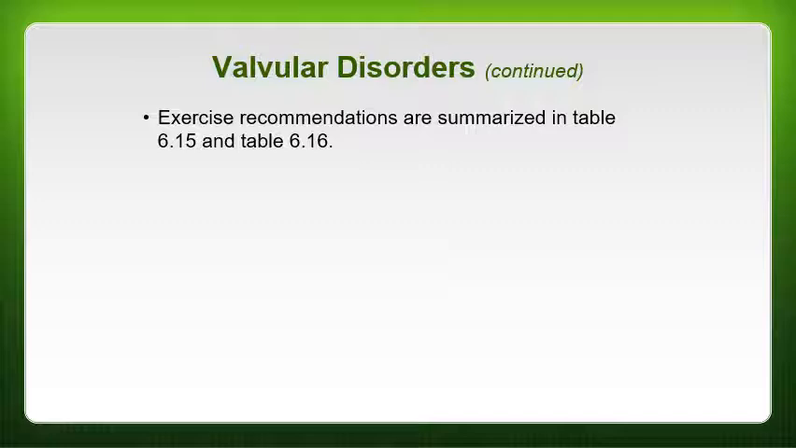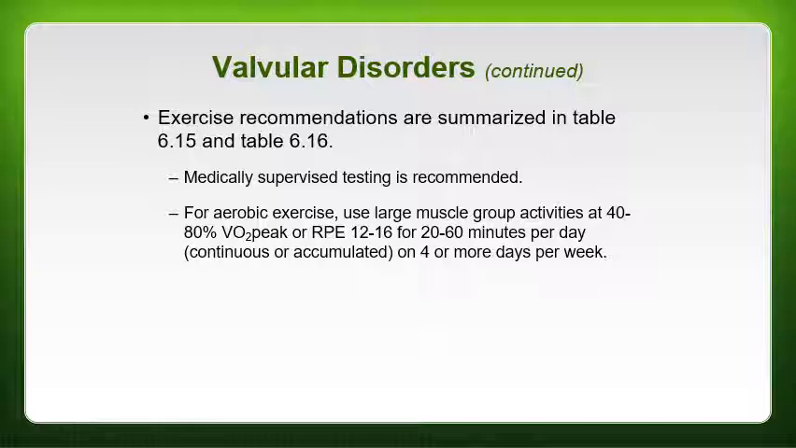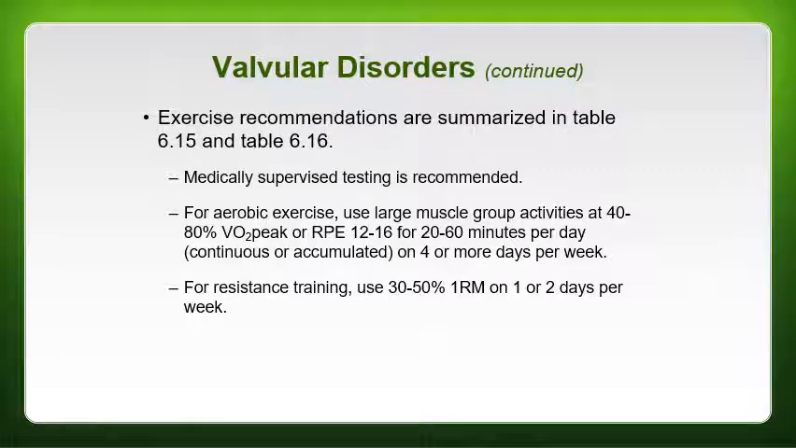So again, review all your exercise recommendations. Medically supervised testing is going to be recommended for these individuals. Aerobic exercise, large muscle group activities, 40 to 80% of peak VO2, RPE of 12 to 16. Again, 20 to 60 minutes a day, continuous or accumulated. Resistance training, they're recommending a little bit lighter intensity. Some of that is going to have to be based upon their symptoms.